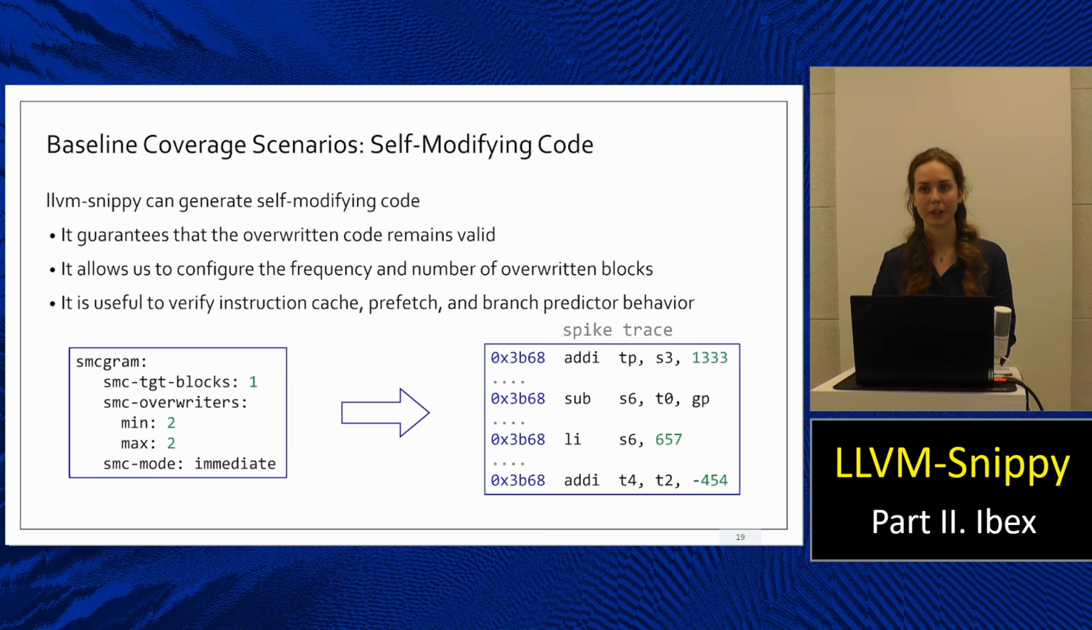Another interesting scenario is self-modifying code. So far we changed how the program executes: dependencies, branches, and dense memory access. Here the program changes its own instructions during execution. LLVM-snippy can generate such tests via SMC-gram. It does not just write random bytes into the code region. It guarantees that after writing, there is still a valid executable instruction.